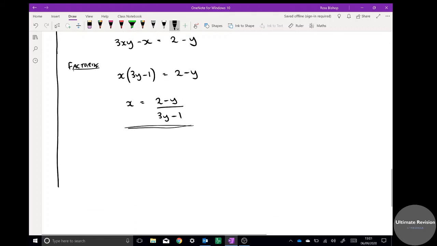Okay, same procedure here. I'd like you to stop the video after you've digested that example and go to page 35, exercise 2C this time, and I just want you to do questions 5 to 8. So just 4 questions there, all similar to the example above.